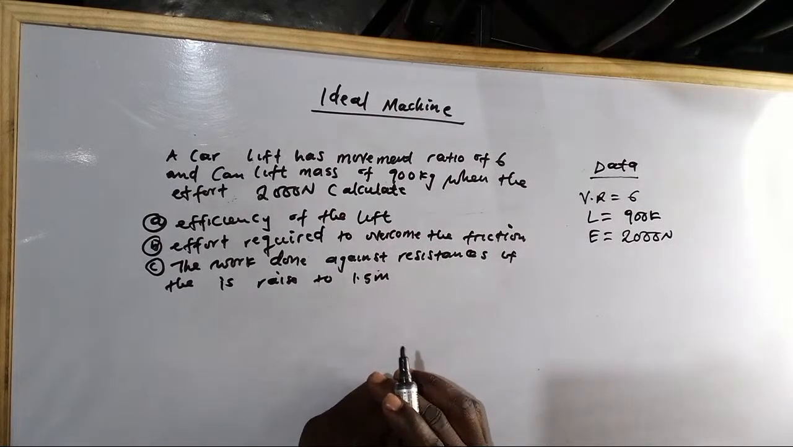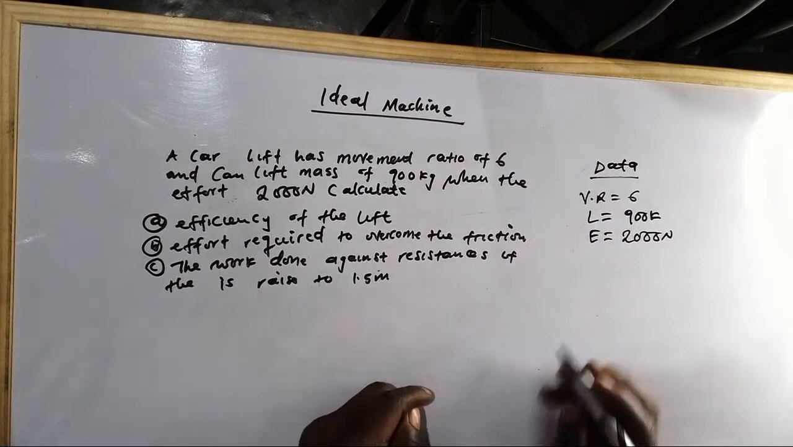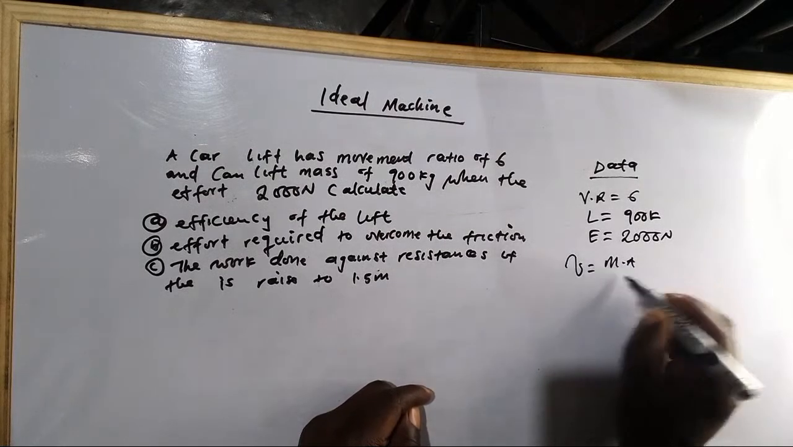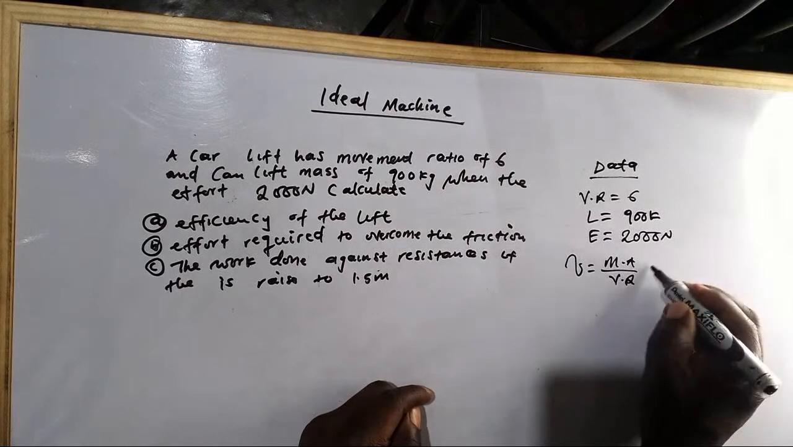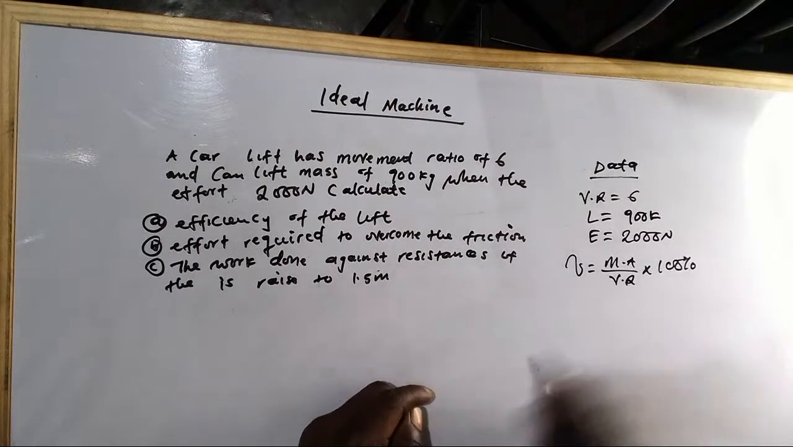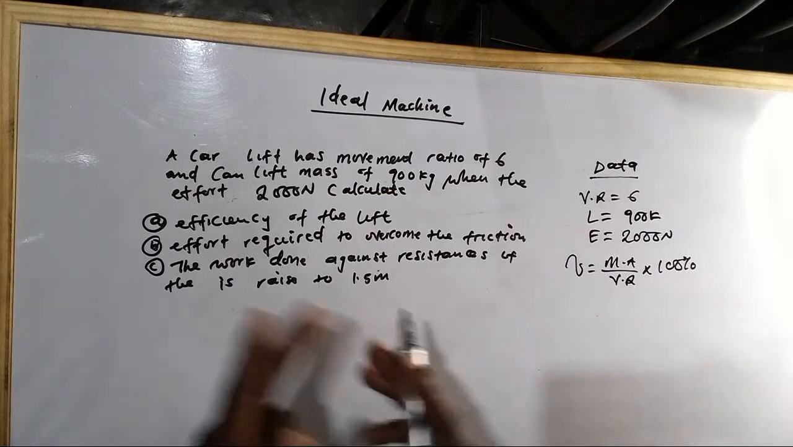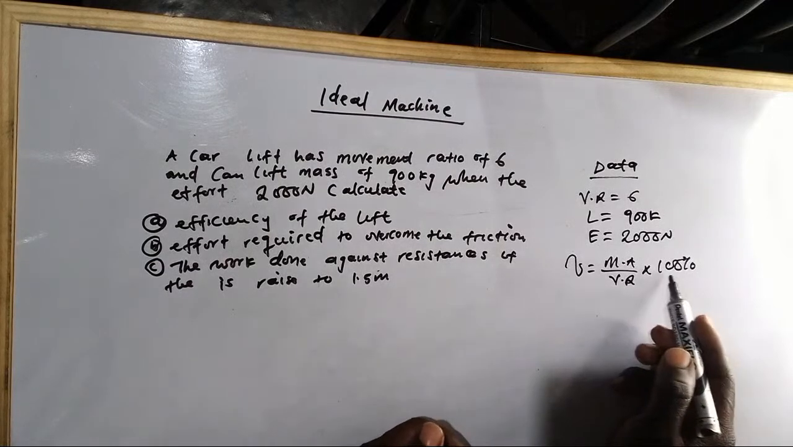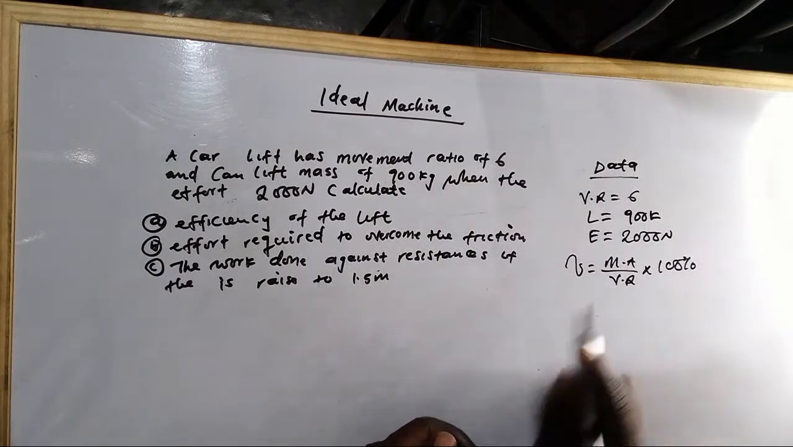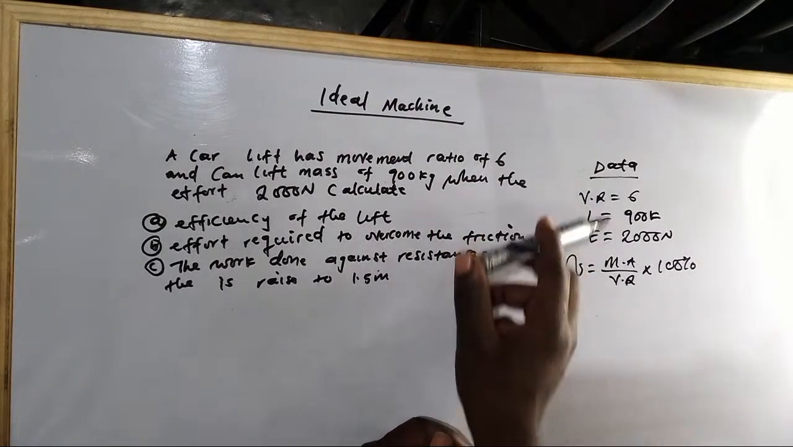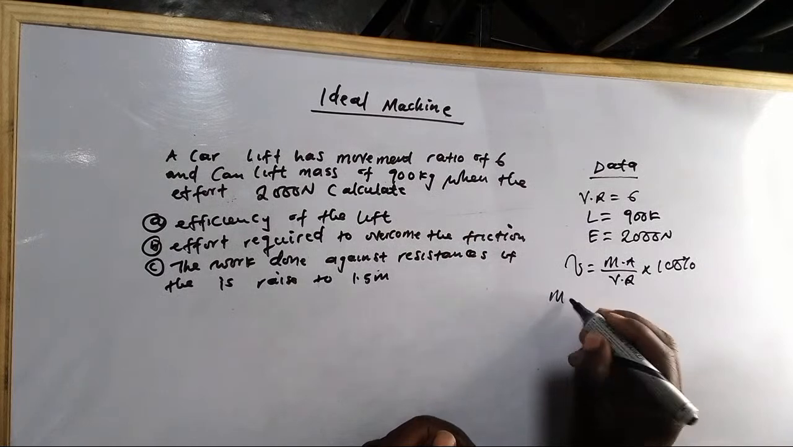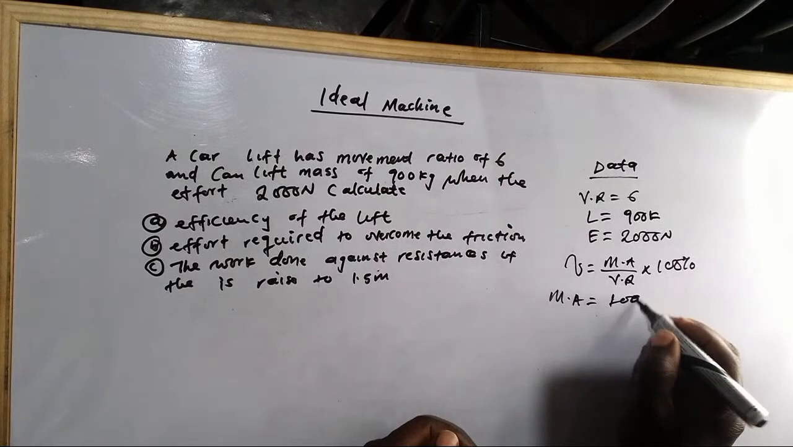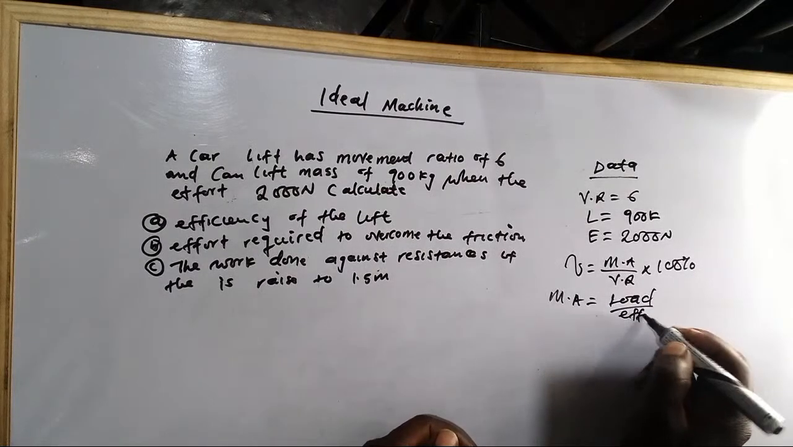So for us to calculate efficiency, we all know that the formula for efficiency is equal to mechanical advantage over velocity ratio times 100%. When we are told to calculate efficiency, you are told to calculate the percentage of such a particular machine. So for us to find efficiency, we have to find the mechanical advantage. From this data which we have, we can find the mechanical advantage. We all know that mechanical advantage is equal to load over effort.